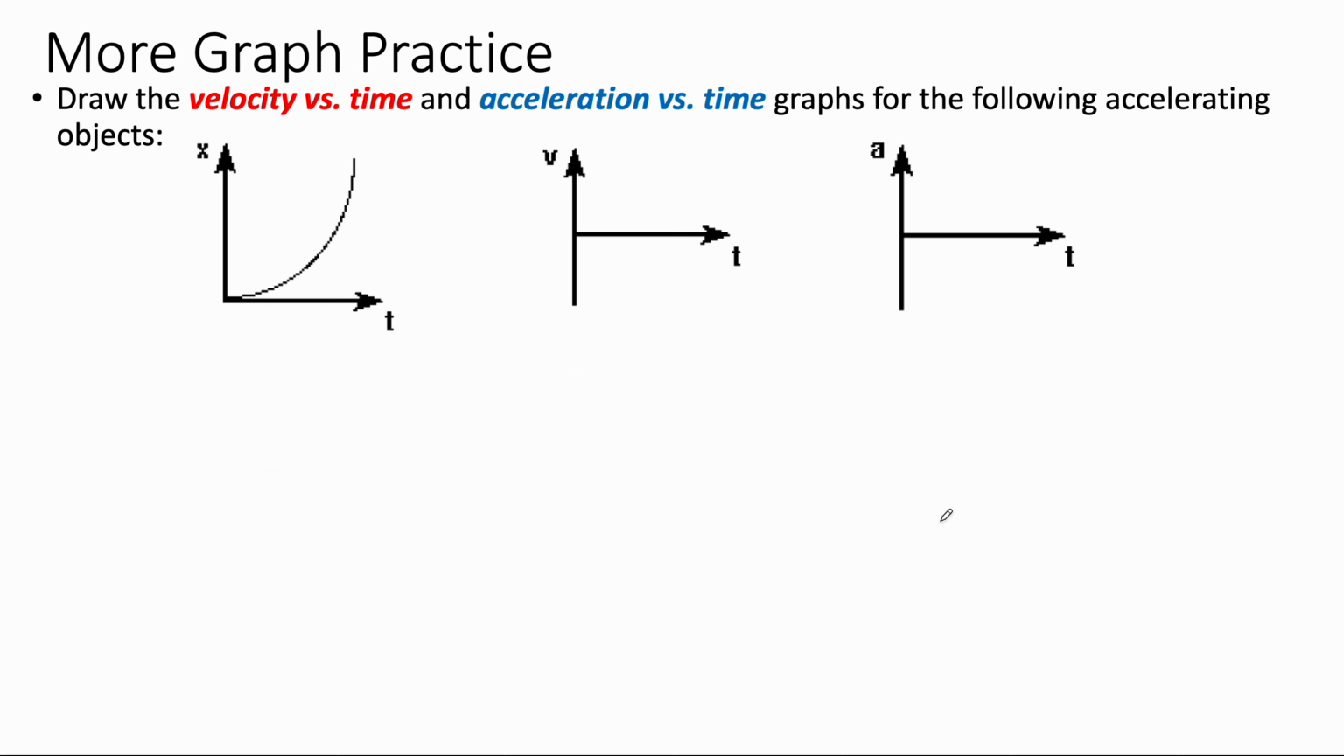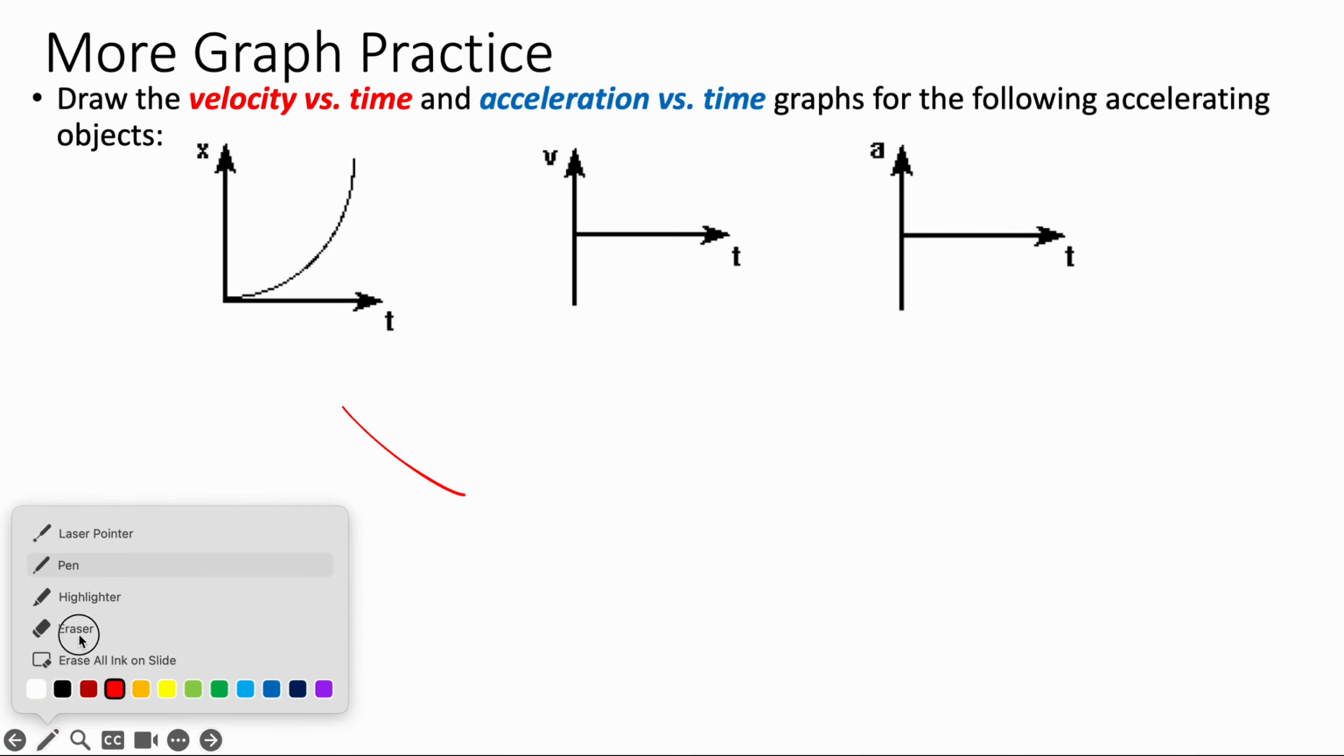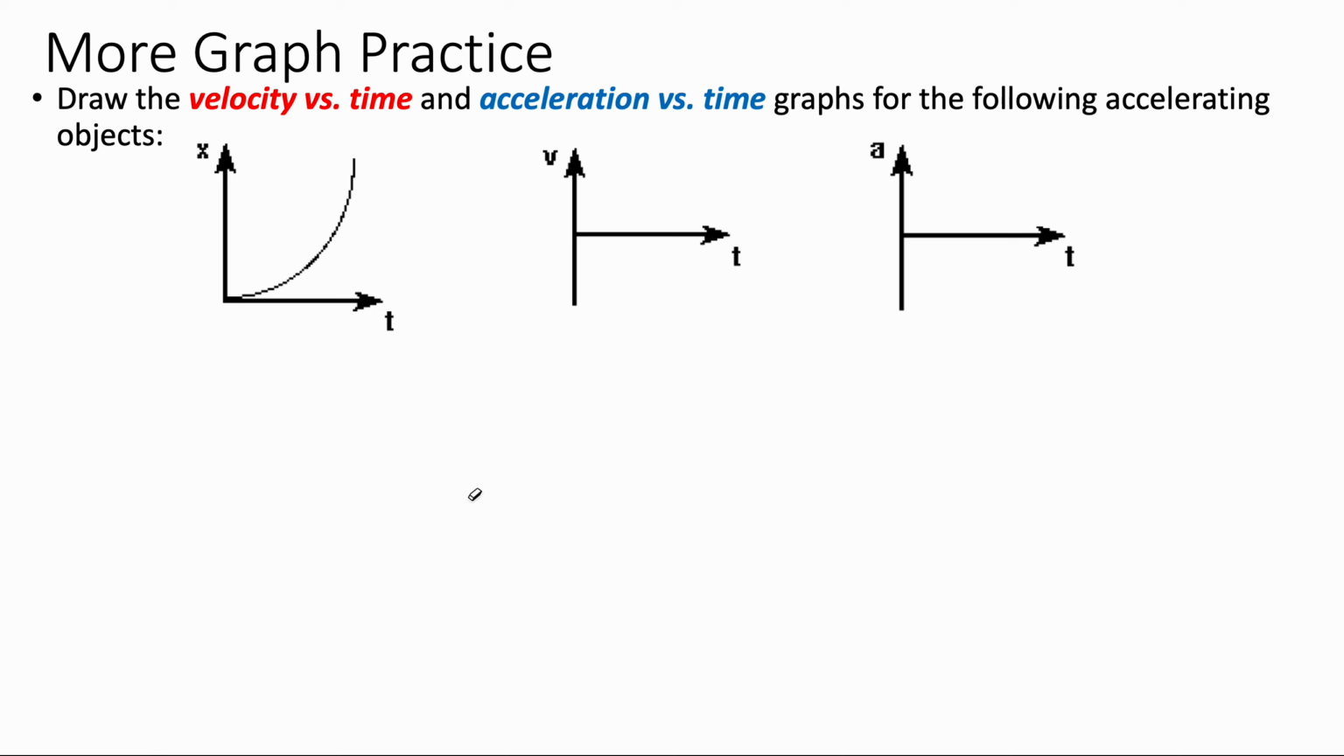So some practice with this one. Draw the velocity versus time and acceleration versus time graphs for the following accelerating objects. This one's kind of trivial, but let's go practice with it. Whoops, I accidentally drew on the screen. Let me fix that. In the first one, the initial slope of this is 0, which means the initial velocity is 0. The slope becomes more positive, which means later the velocity is positive. It becomes even more positive here, which means the velocity is even more positive here. And then it becomes even more positive here, which means our slope is even more positive here. So our velocity versus time graph for that one becomes this.